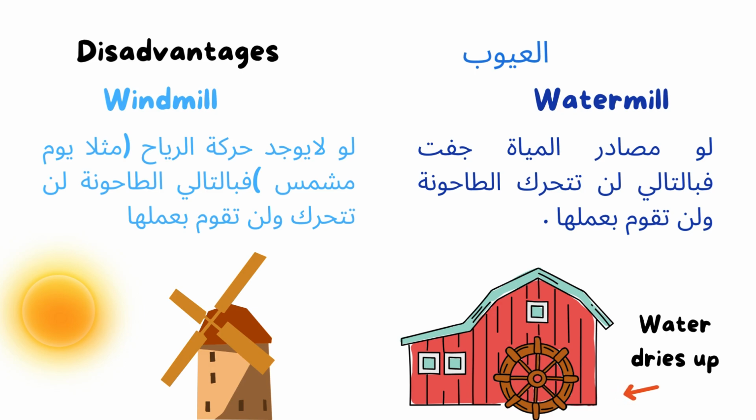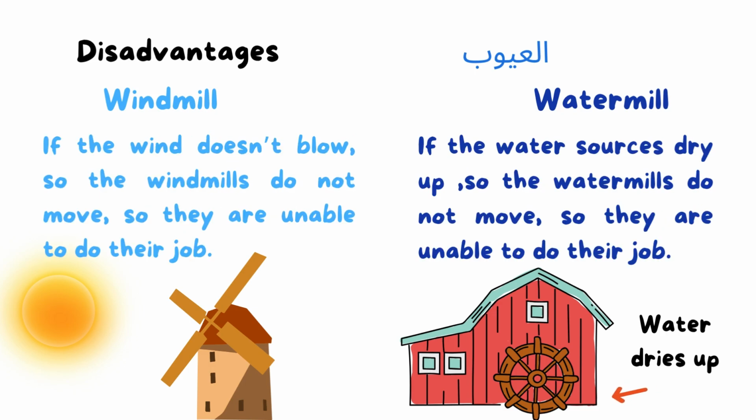Okay, also in the watermill, if the water sources dry up, the watermills don't move because they move by the movement of water. So when the watermills don't move, they are unable to do their job. Okay, so this is about the disadvantages of the windmill and watermill.